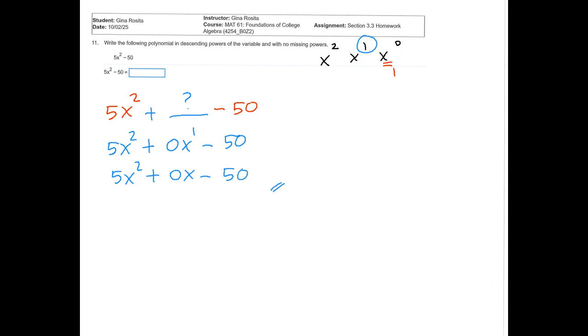So now go to number 12. This is the last one. It's the same. Yeah, the question is the same. Write the following. Okay. So they said 8x cubed minus 52. I put space. Just remember cube, yeah? Always descending, yeah?